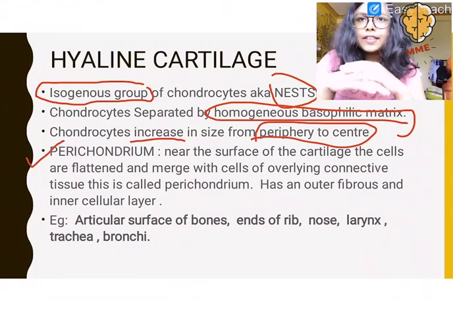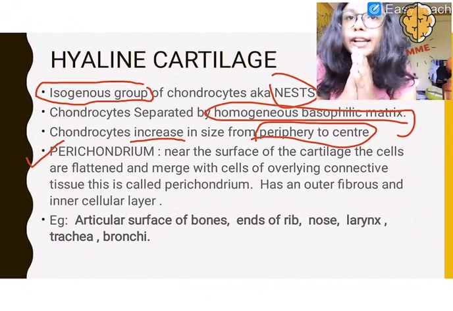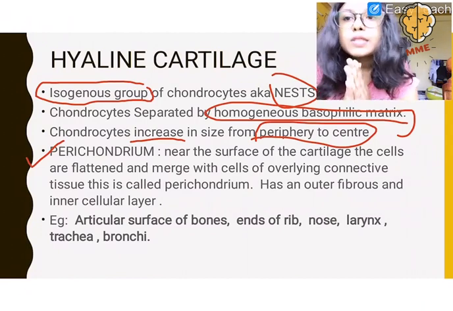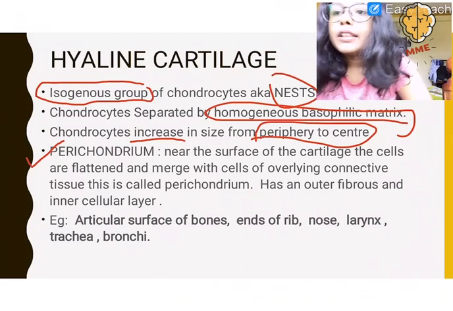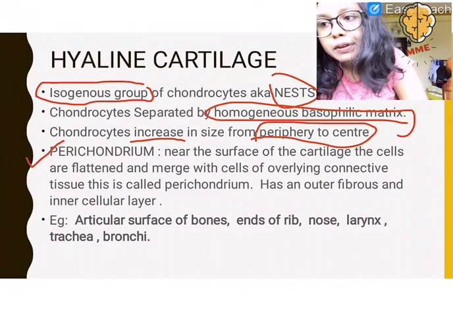Now, do you know what the perichondrium is? Near the surface, the cartilage cells become flattened and merge with the overlying connective tissue, and this combination is known as the perichondrium. The perichondrium is further divided into an outer fibrous layer and an inner cellular layer.